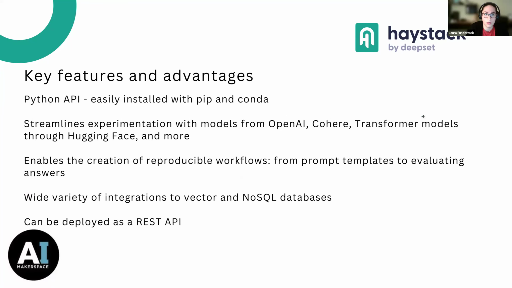As I mentioned, Haystack is an open source package that you can install with pip and conda. At the moment, you can streamline experimentation with different providers. We can work with models from OpenAI, Cohere, and I think they just added an Amazon Bedrock integration not too long ago, as well as Hugging Face. They have a very strong focus on reproducible pipelines and scalability.